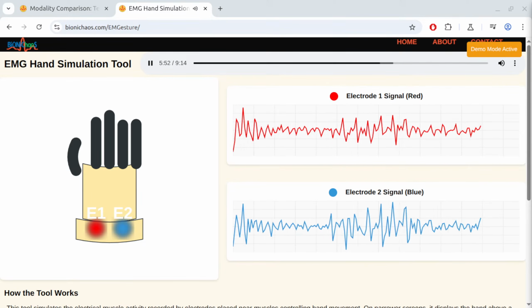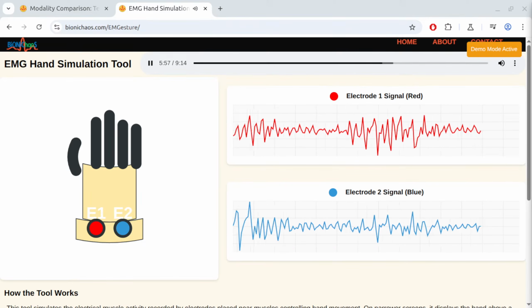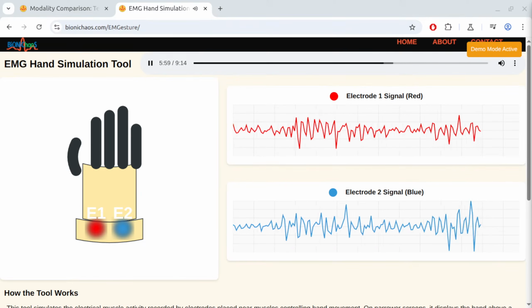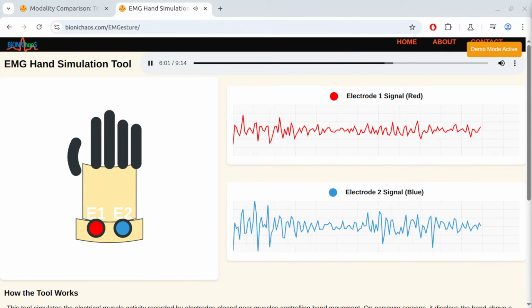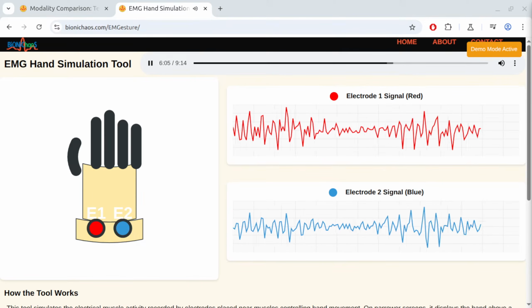Precisely. These aren't just random numbers. They're designed to create distinct electrical signatures for each finger's movement. It helps illustrate the principle that different muscle activation patterns create unique EMG waveforms. Okay, that makes sense. It really drives home that different movements produce different signals.